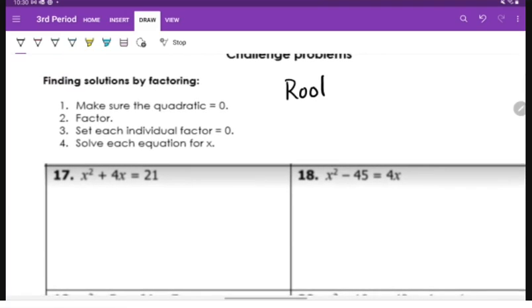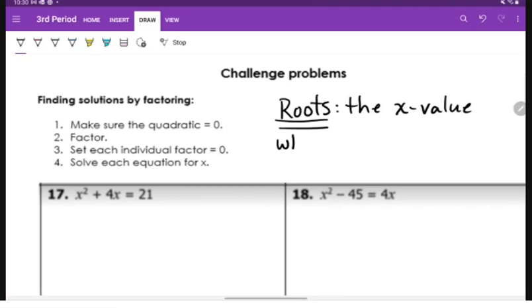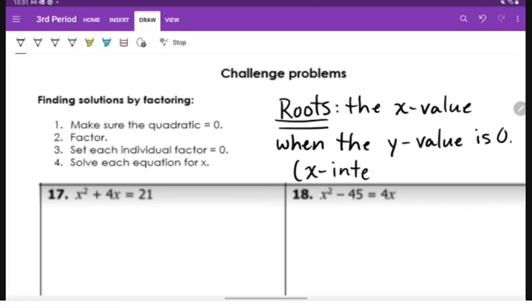The definition of a root is the x value when the y value is 0. That's the definition of a root. It's also the definition of an x-intercept. It's the x value when our y value is 0. So like this point or this point.